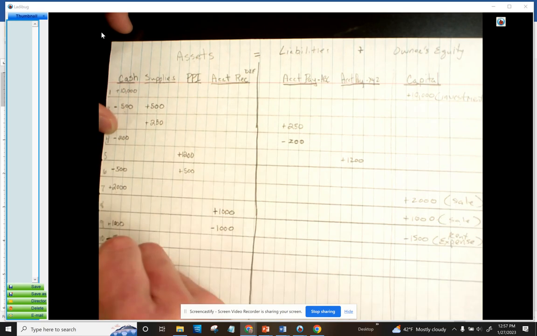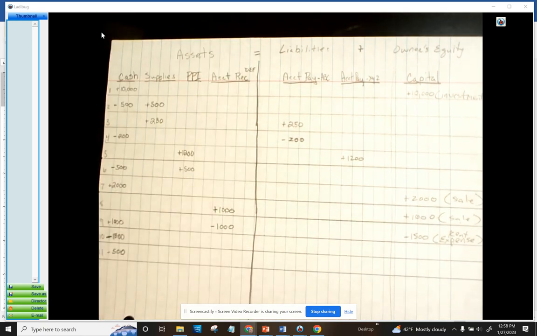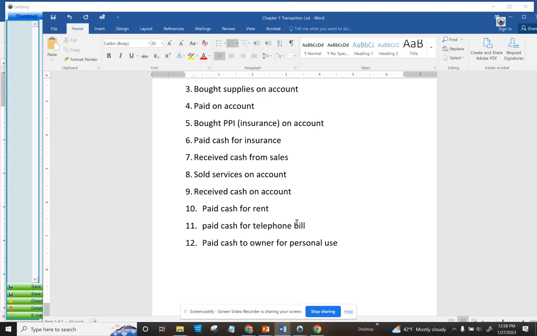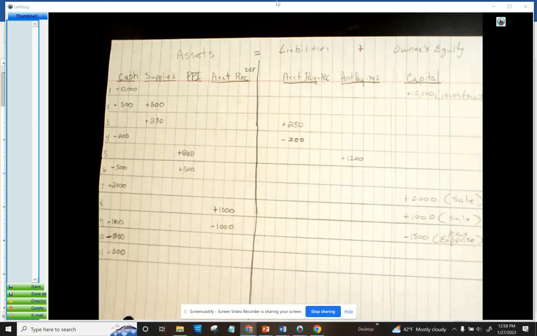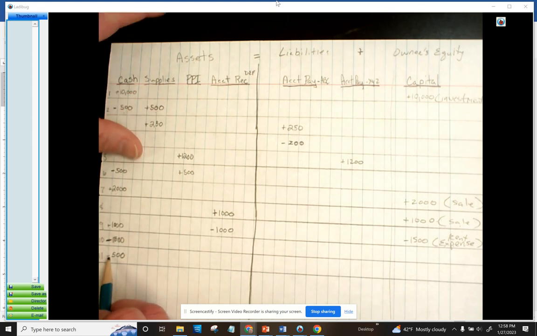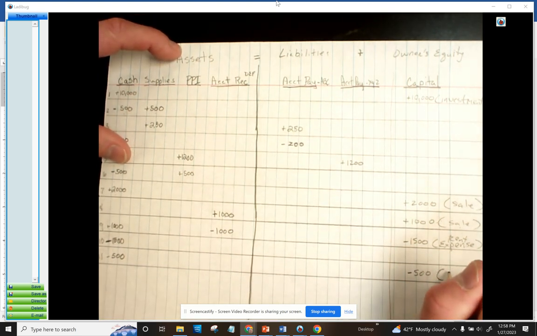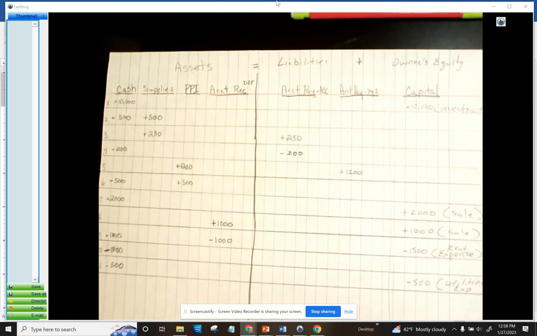Rent. We're now going to pay cash for the telephone bill. Okay, well, we paid $500 for a telephone bill. That's a big telephone bill. Pay cash for telephone bill. That's a utility. You'd have a utilities expense account. There we go.